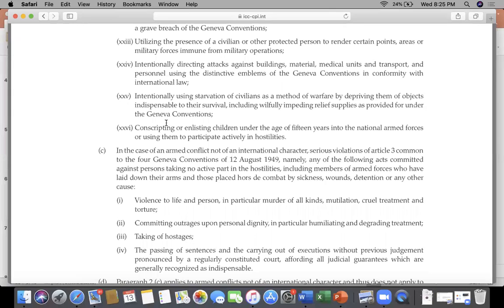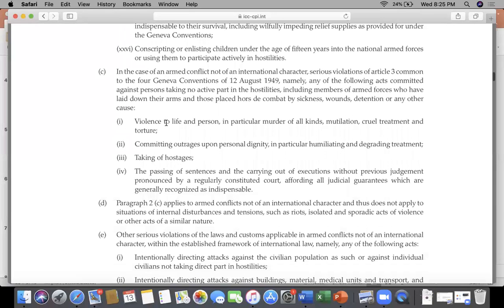Now, after these two different types of war crimes which can be committed during international armed conflicts, Article 8, Paragraph 2, Subparagraph C and D and E, these are relating to non-international armed conflict. And then you see that C says that in case of non-international armed conflict, there must be no violation of Article 3, which is common to the 4 Geneva Conventions. So serious violations of Article 3 common to the 4 Geneva Conventions, those are again amounting to war crime.